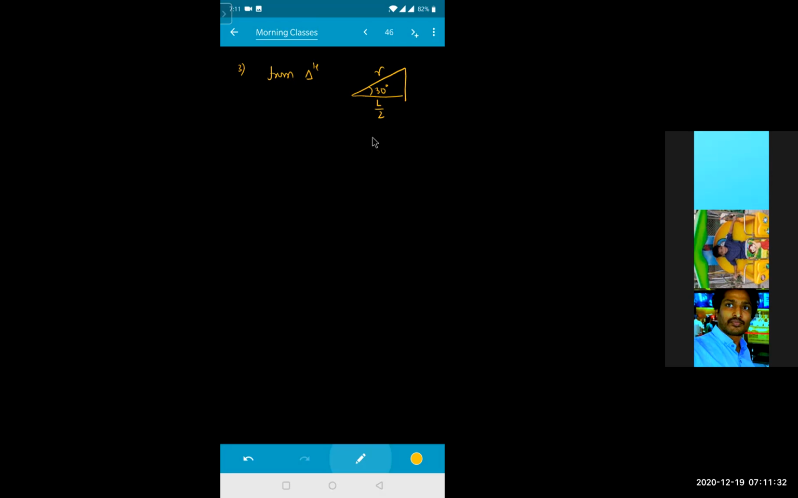So cos 30 is how much? Cos 30 equals this L/2 divided by r. So r equals L/2 divided by cos 30. Now cos 30 is √3/2. So r is L/√3. The value of r is L/√3, constant every time.